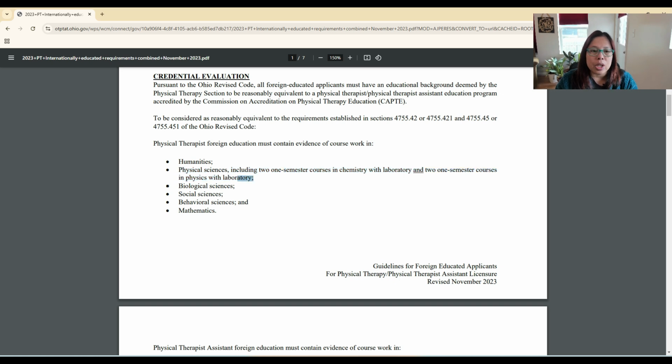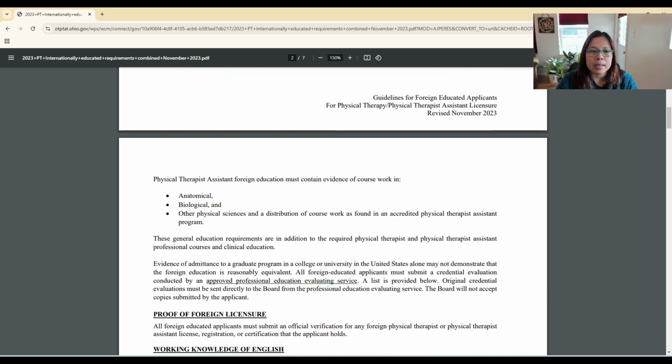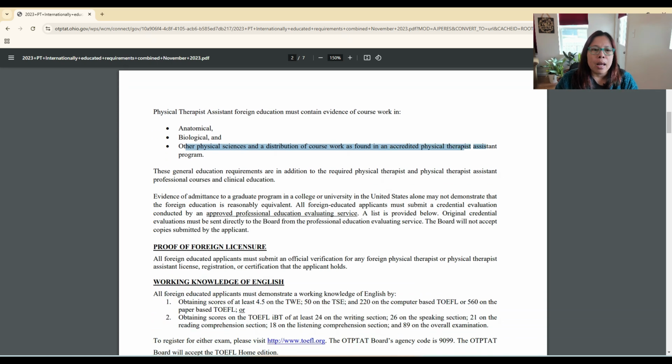Okay, biological sciences, social sciences, behavioral sciences, mathematics. Okay, and this is for the PTA: anatomical, biological, and other physical sciences and distribution of coursework as found in the accredited Physical Therapist Assistant program. Okay, these are general education requirements in addition to required physical therapist or physical therapist assistant professional courses and clinical education.